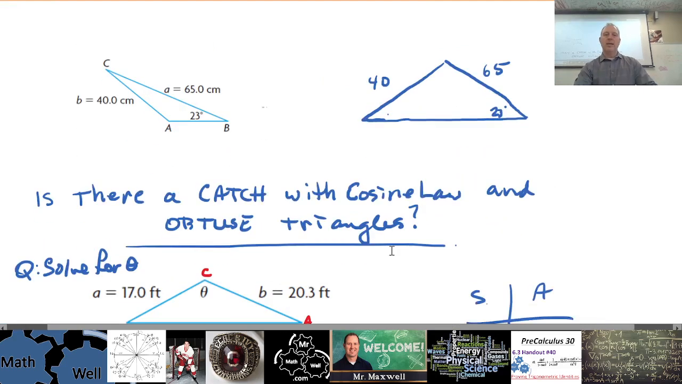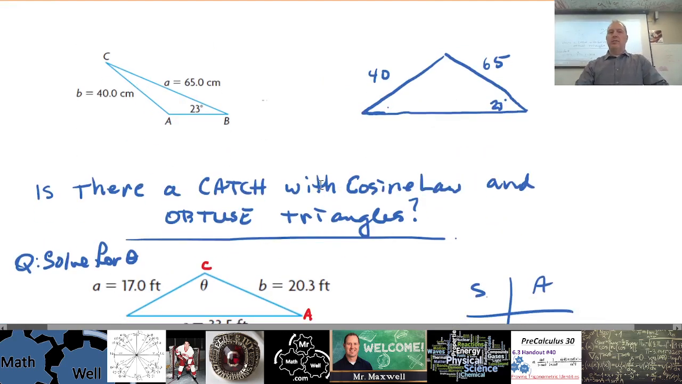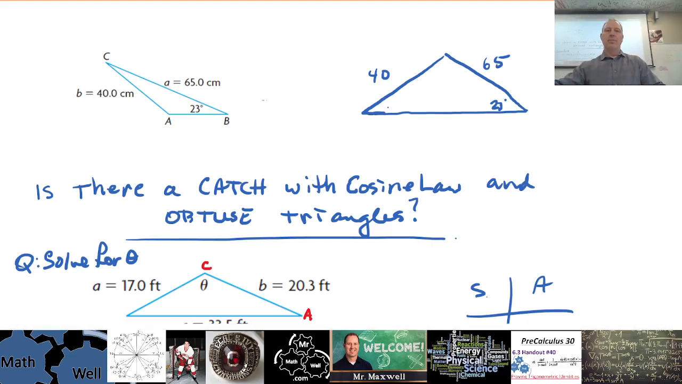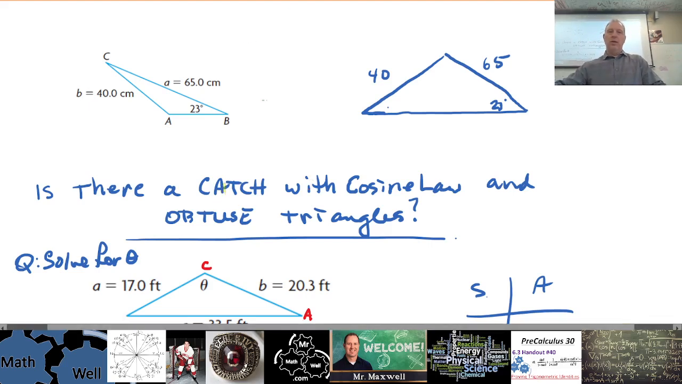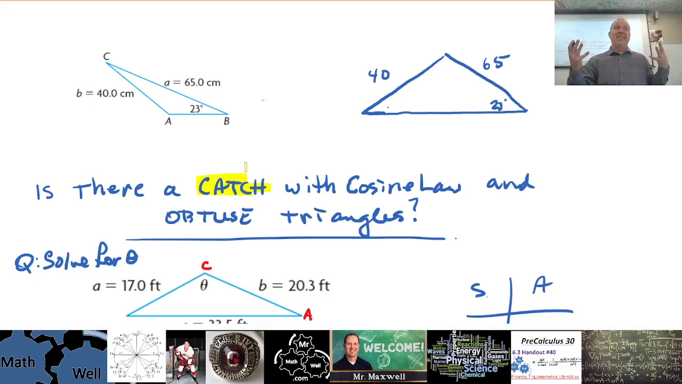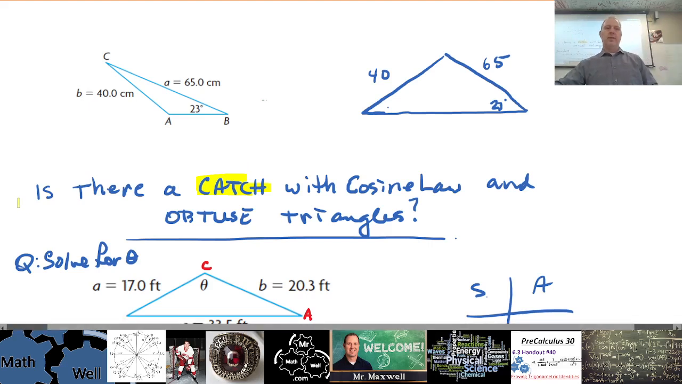Okay, one more example. The question is, is there a similar catch, or is there something we have to do when we do the cosine law? That's the question. So, is there a catch? Do you know what I mean by a catch? Yeah. It means there's something you have to remember, so you don't get caught, like missing something. Okay, is there a catch? That's a phrase, right? It's a figure of speech. Okay, what's the catch, right?